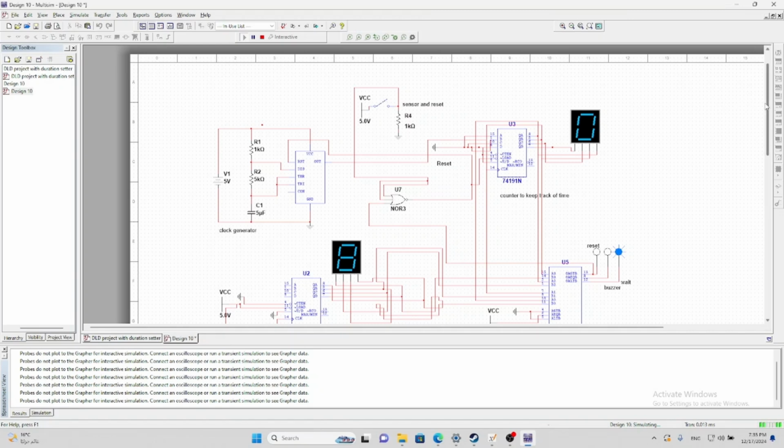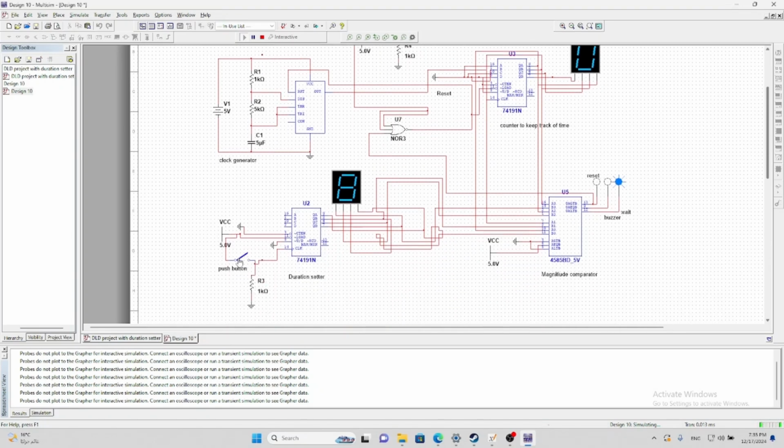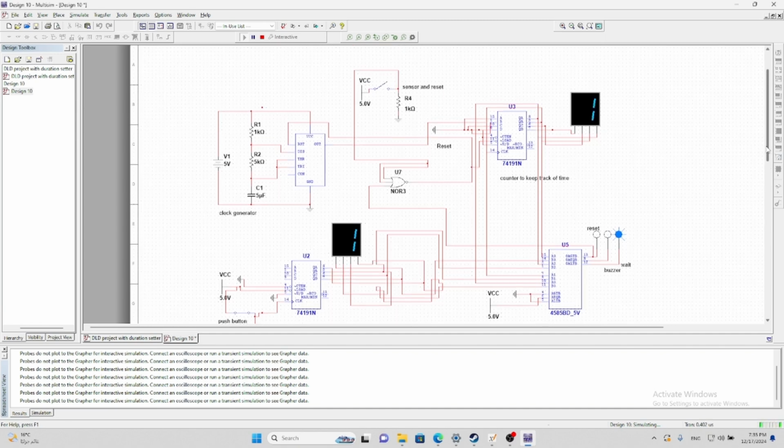So let's see it in action. Let's reset the whole simulation and begin from the beginning. Let's say the user has set 1. After it reaches 1, it is equal to that value, then the buzzer goes on for a specific period of time, then it resets the timer and goes on. And that's how the schematic works.